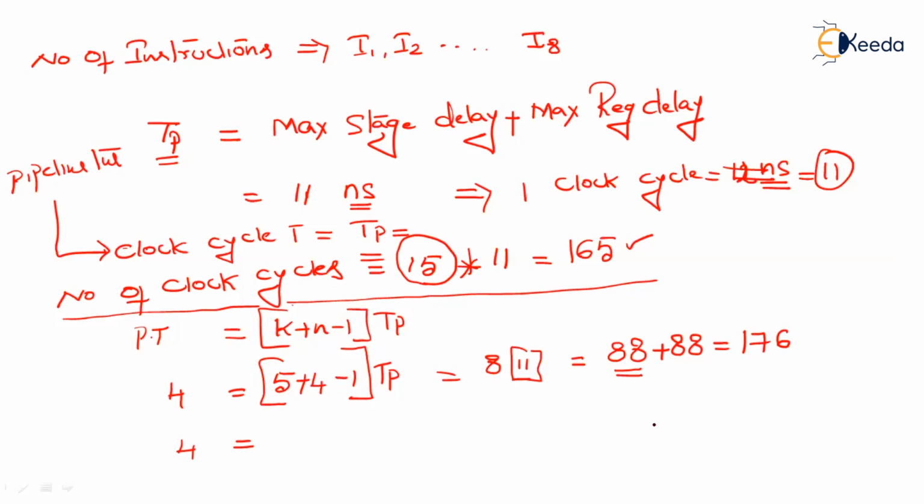But hold on, there is a mismatch. This is 165, this is 176, because here we need to subtract an overlapped clock cycle. The total number of clock cycles is 8 plus 8, the clock cycles required for the first 4 instructions and for the next 4 instructions. So the total is 16, but 16 minus 1 will be equal to 15.